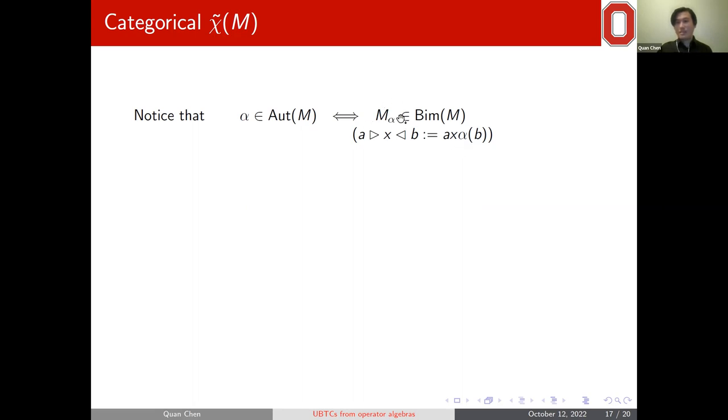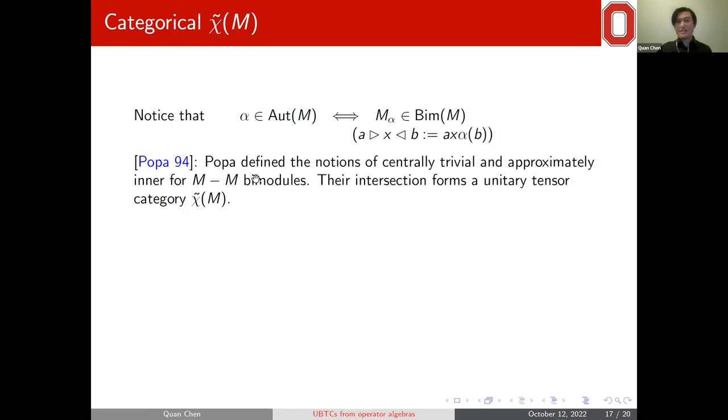All right. And then the equivalence here is just the inner automorphism. So that's why I'm saying outer automorphism. So this is not just embedding, but up to the inner automorphism. All right. So it's natural to think of the bimodule version of chi. And Sorin Popa already defined the notion called central trivial and approximate inner for M-N bimodules. And he showed that their intersection forms a unitary tensor category called chi tilde of M.